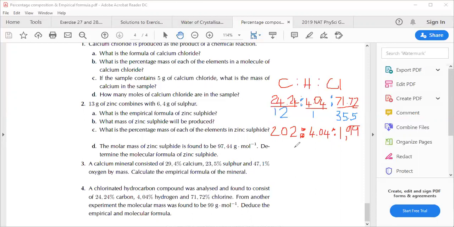Then you round them off. You check, is there any number that is on a .5? There's no .5 here. If there's a .5, then we have to multiply everything by 2 to make the .5 become a whole number. If this one was 4.5, then we'd multiply by 2 because we want that .5 to become a whole number. Is that understood? But any other numbers, you can always round them off.